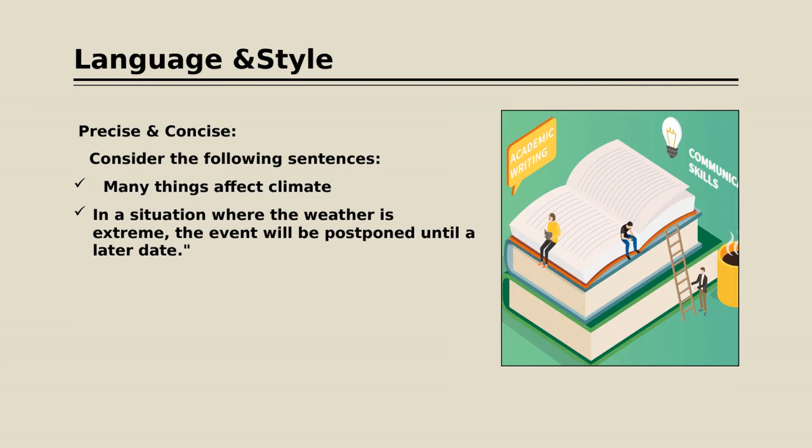Many things affect climate change. The first one and the second one: in a situation where the weather is extreme, the event will be postponed until a late date. Let's look at the first one. What one word could you change to make this statement precise and concise? One word.